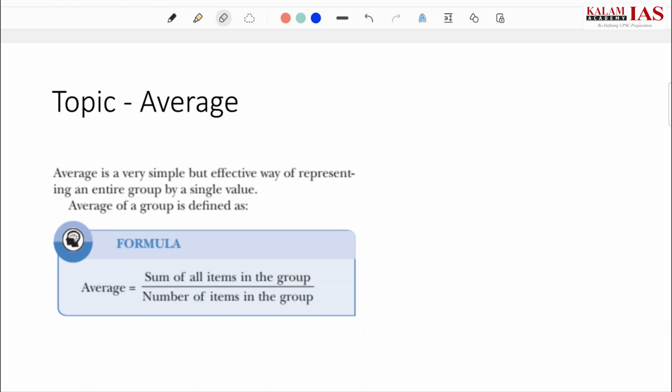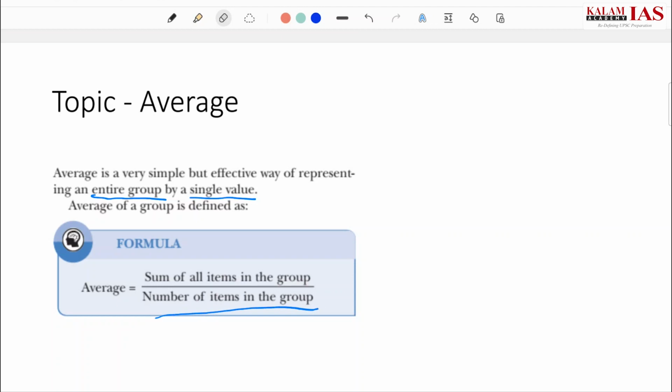First, introducing you to the concept of average. It is used to represent a group of values in a single value. It is an effective way of representing an entire group by a single value. It is defined as the sum of all the items in the group divided by the number of items in the group.